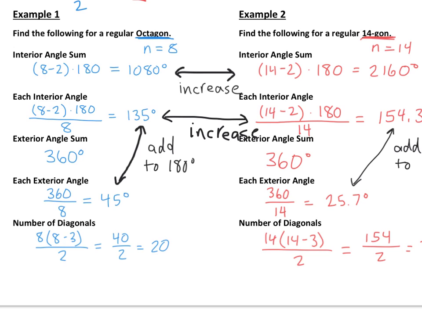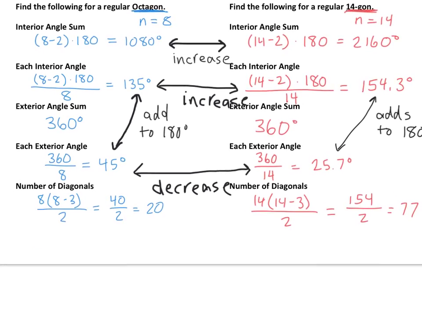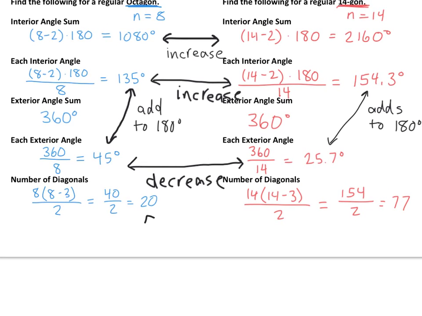Which is different than each exterior angle. If you take a look at the exterior angles in an octagon compared to the exterior angles in a 14-gon, each individual angle becomes smaller as n gets bigger. So these decrease. And then finally, number of diagonals as n gets bigger also increases.